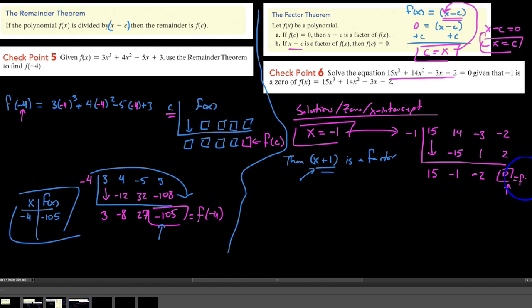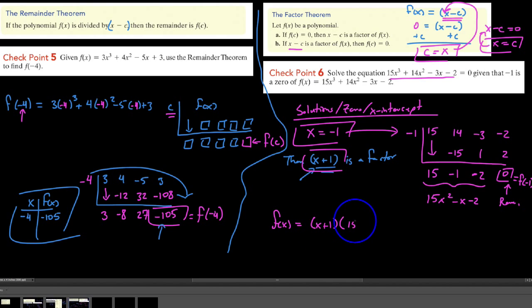A couple of things. We could say, one, f of -1 is 0. Also that our remainder is 0, so that this must be a factor of the original. And then last but not least, this quotient here, 15x squared minus x minus 2, we can say that the original f of x is equal to x plus 1 times this leftover quotient, 15x squared minus x minus 2. And that's just saying that the divisor that you divided by times the quotient that you got left over is equal to the original f of x that you started with.